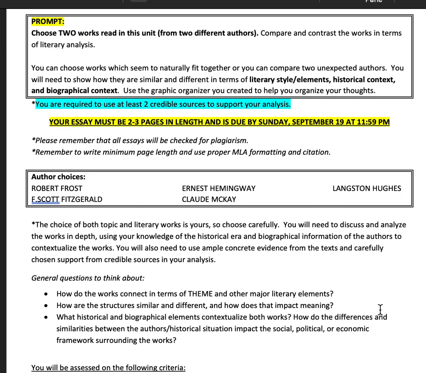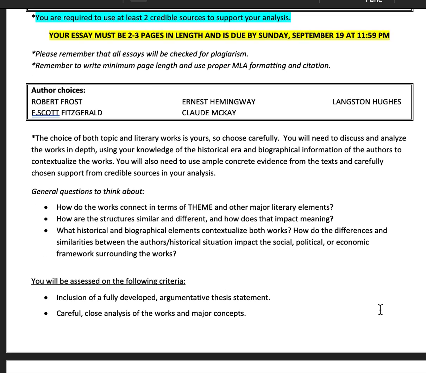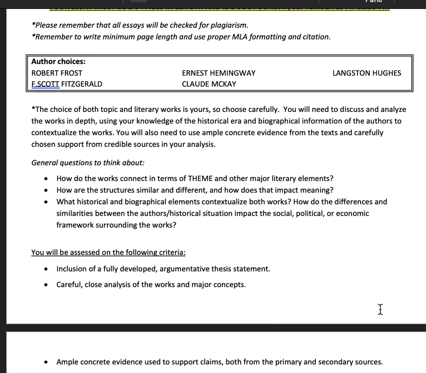So your choices are Frost, Fitzgerald, Hemingway, McKay, and Hughes. The topic that you want to compare them across and the choices of literary works is up to you, so choose carefully. Make a strategic choice. Make a choice that makes sense to you, whether that's unexpected or expected pairings.